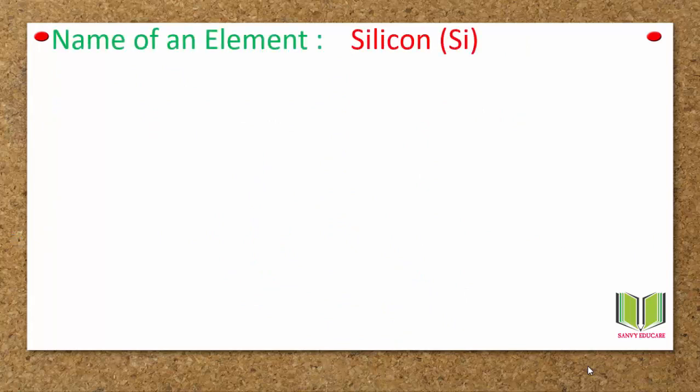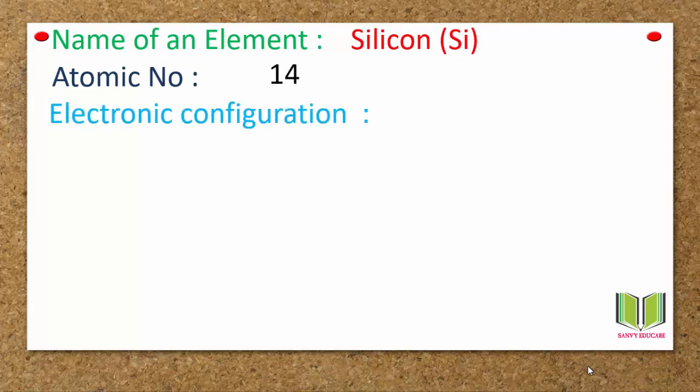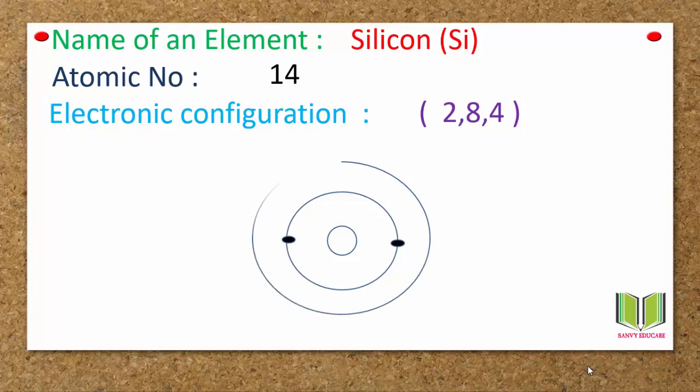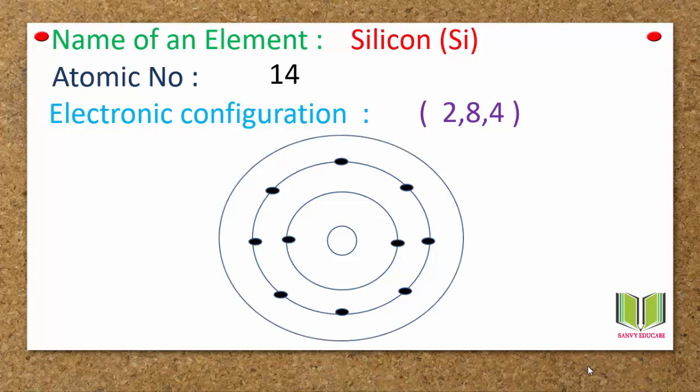Let's go to the next element, name of element silicon, symbol Si, atomic number 14, configuration 2 8 4. Structure is, first orbit 2 electrons, second orbit 8 electrons altogether, and in the third orbit there are 4 electrons. Let's count, 1, 2, 3 and 4 electrons in the outermost shell.